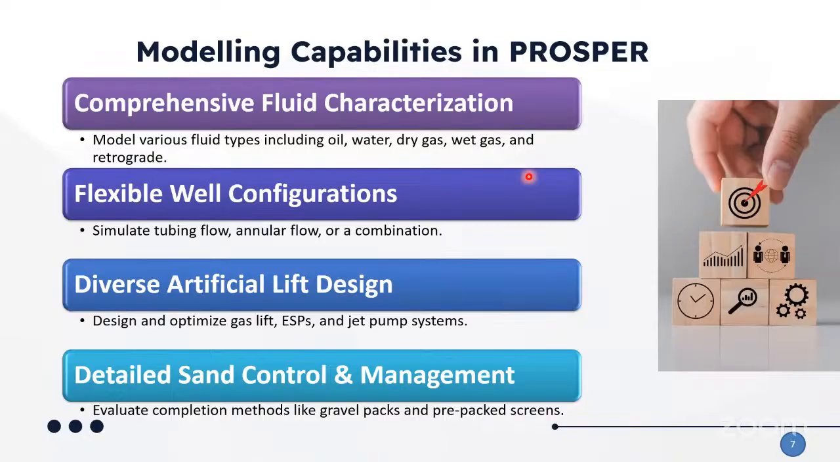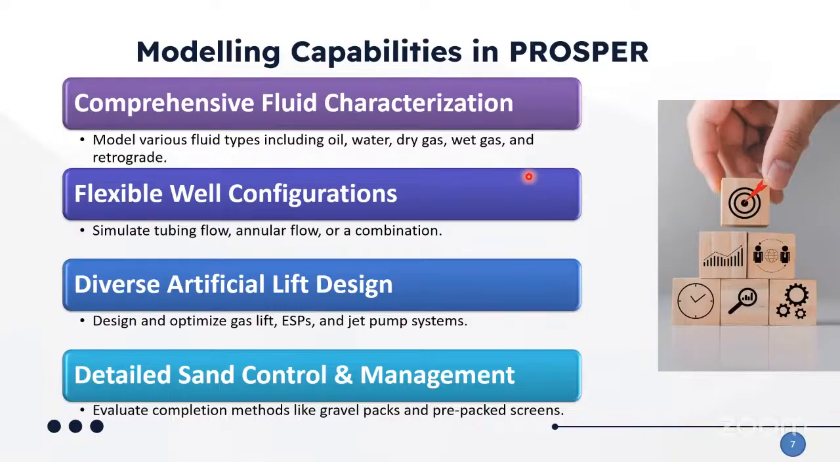Then another thing, which for production optimization is very, very important, is diverse artificial lift design. Prosper software houses ESP simulation and gas lift, and it can also do jet pump systems. Then detailed sand control management. It can help you to build a gravel pack well, pre-pack screen. So I just have to bring this up because there are a lot of things Prosper can help you to do, which we cannot just finish talking about at this point in time.